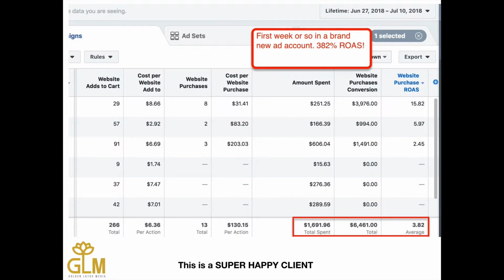So now this is the magic sauce here. The whole thing here is because we have had an educational conversation using tools like Manychat, we were able to warm that audience up to the point where they knew us, they liked us, they trusted us, they love our client's brand, and that's why we were able to spend $1,600 and return back about 382% ROAS. But it didn't stop there.